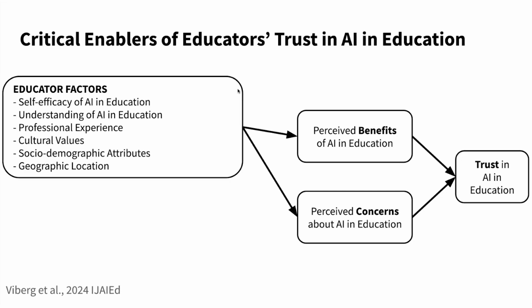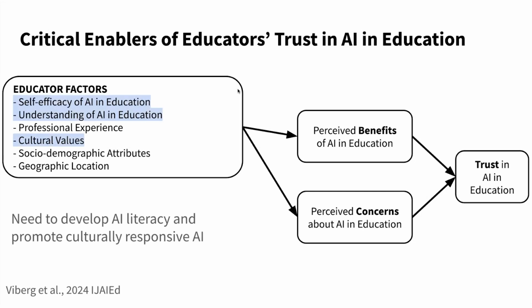We investigated a number of factors: self-efficacy, right? Whether educators believe they know how to use it, understanding of AI, how much they understand what it is, even professional experience in teaching, their cultural values, socio-demographics of the educators, and where in the world they are. And what we found is that not that many things are actually predictive of these factors and in turn trust. Self-efficacy and understanding were the 2 most important ones, followed by cultural values. The others were really not predictive of perceived benefits, perceived concerns, or trust.